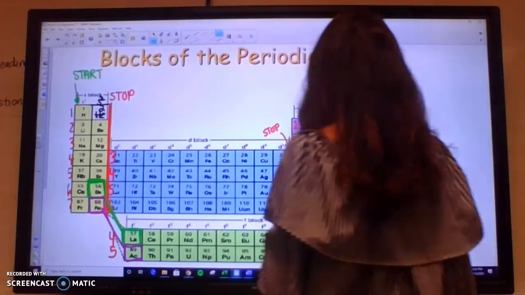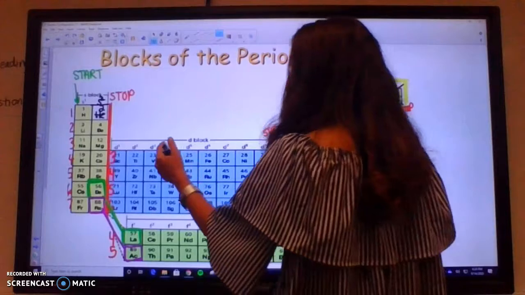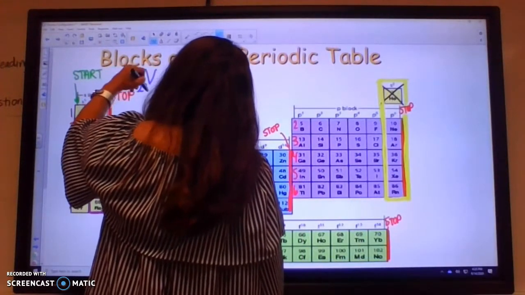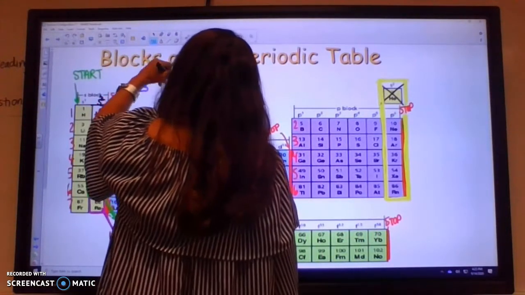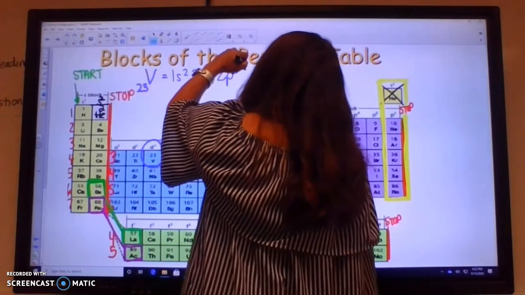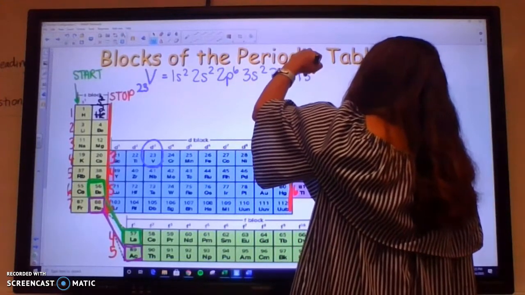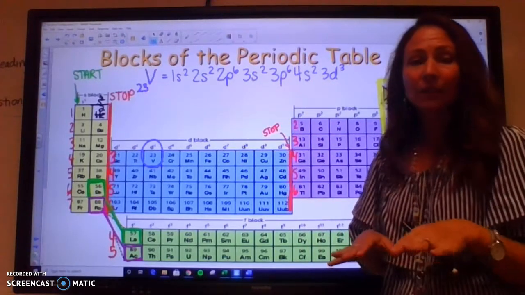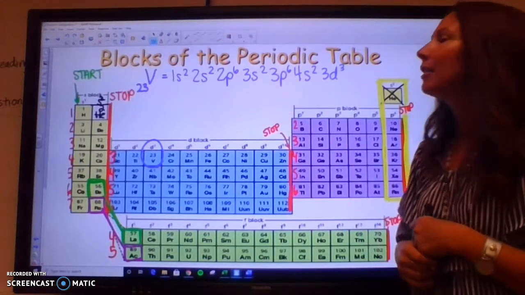Let's move on and try to do another one. Let's do vanadium right here, number 23. So vanadium, number 23, its configuration is 1s2, 2s2, 2p6, 3s2, 3p6, 4s2, and then 3d3. Okay, so we have to start with the electron configuration. Then we're going to do our visual with the boxes and the arrows.